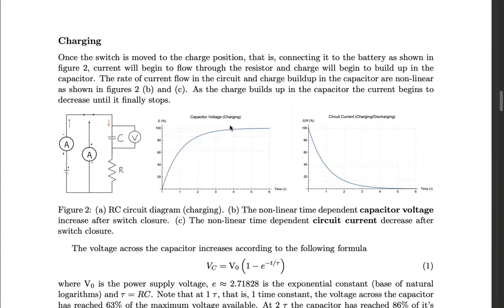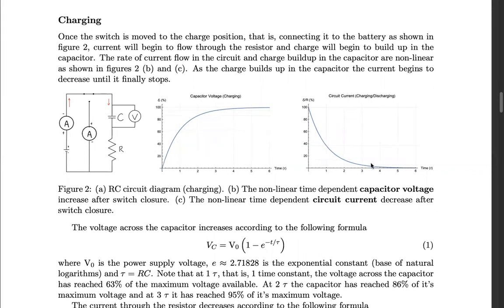So here's the voltage. The voltage across the capacitor increases. The current through the resistor decreases. Notice here in the title I have charging and discharging. We'll see the same effect for both. The difference is that the current will be in the opposite direction for the discharge.